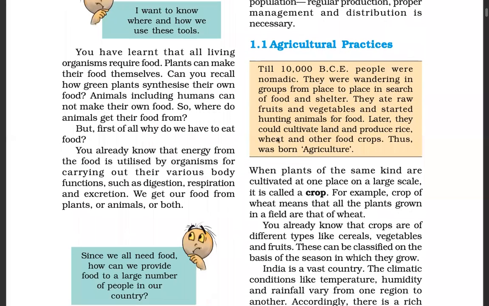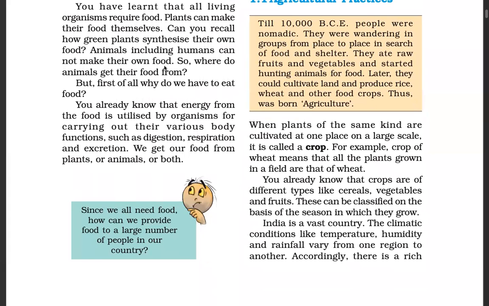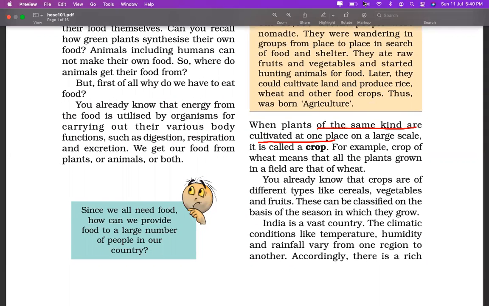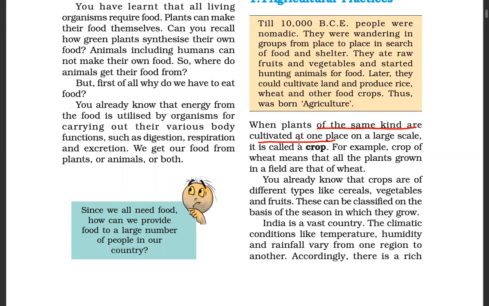Okay, so when plants of the same kind are cultivated at the same time on a large scale, it is called a crop. For example, a crop of wheat means that all the plants grown in the field are of wheat. Like if there are 20 plants in a field, all 20 should be of wheat, not 19 of wheat and one of rice. That will not be called a crop.